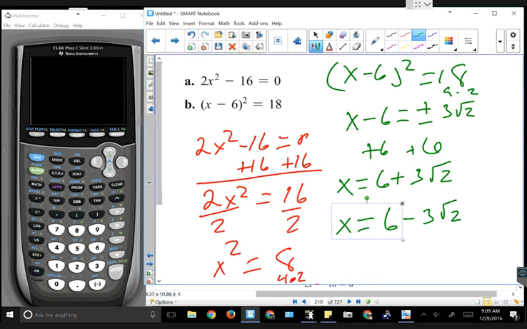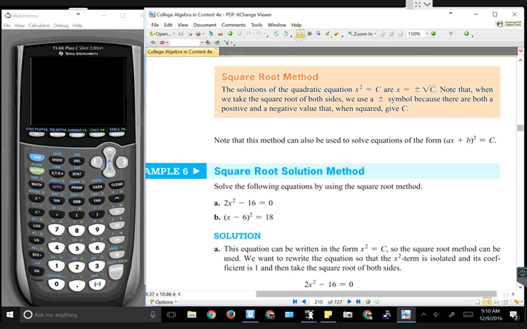Because we've got the plus and minus here, we have to make sure that we put both of them in. But again, this is nothing new. You've seen this idea before. You take the square root of one side, then it has to be plus and minus. So, let's see. Anything else of interest? Yes.